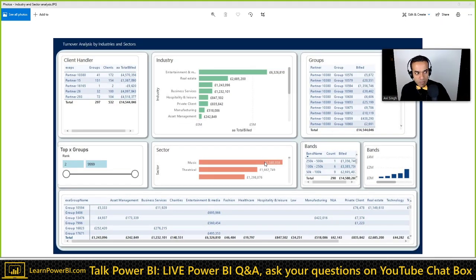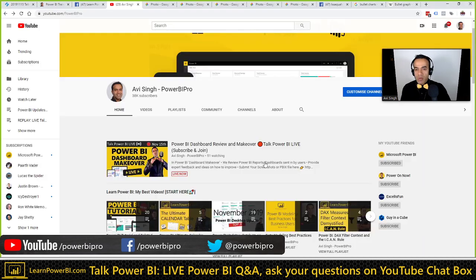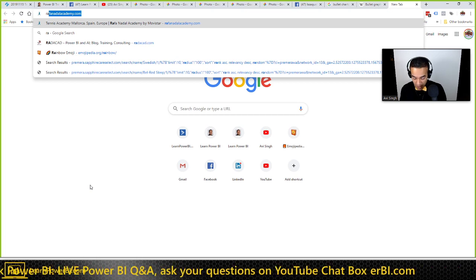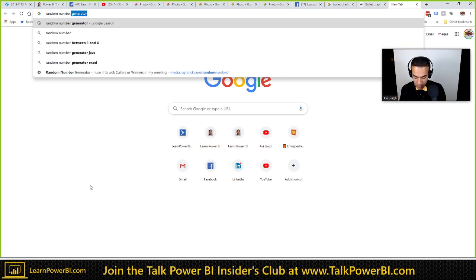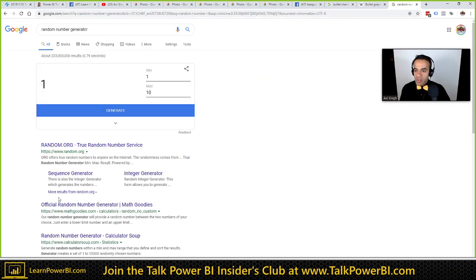And Information Dashboard Design, the book, has this beautiful example where he has a random number. He has a page full of numbers, right? So.